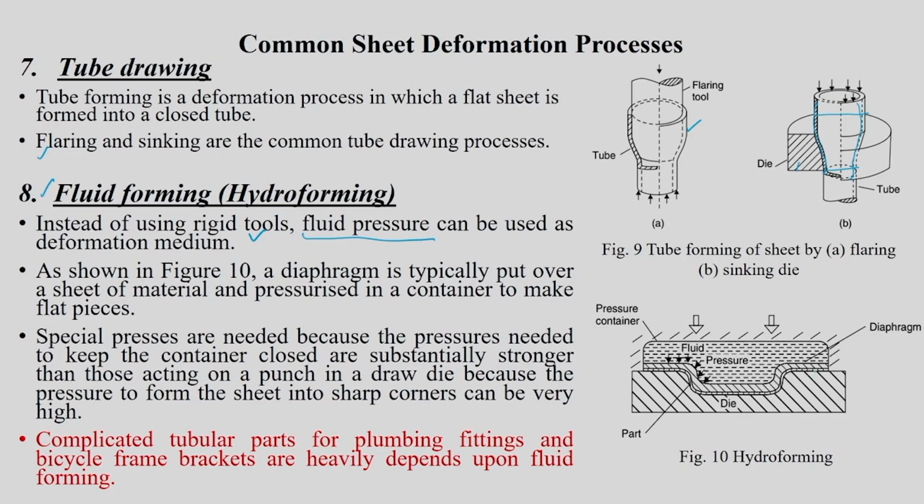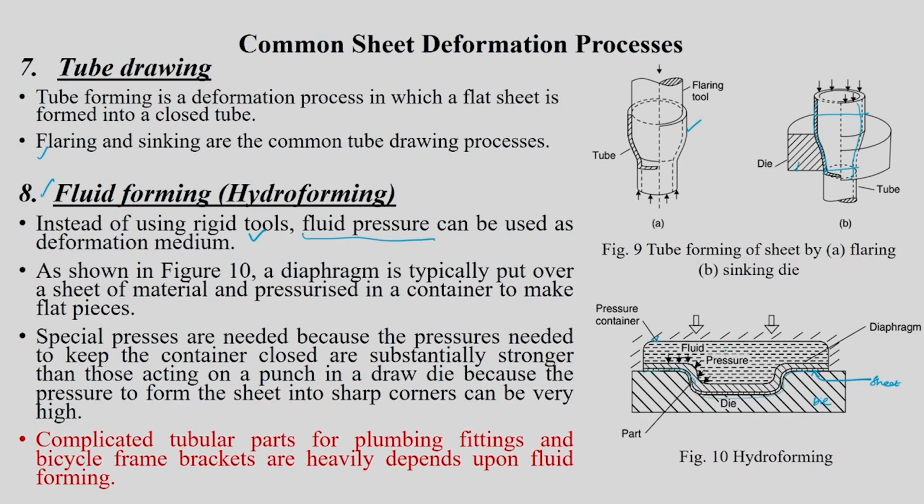An example is given here. You want to make a sheet part like this. This is your sheet, the bottom part is the sheet, or part or component you can say, and there is a die here, as written here. You can see there is a pressure container, which contains a fluid, and you are going to pressurize the fluid in the way it is given, and the fluid pressure is going to deform the sheet to make this particular shape.